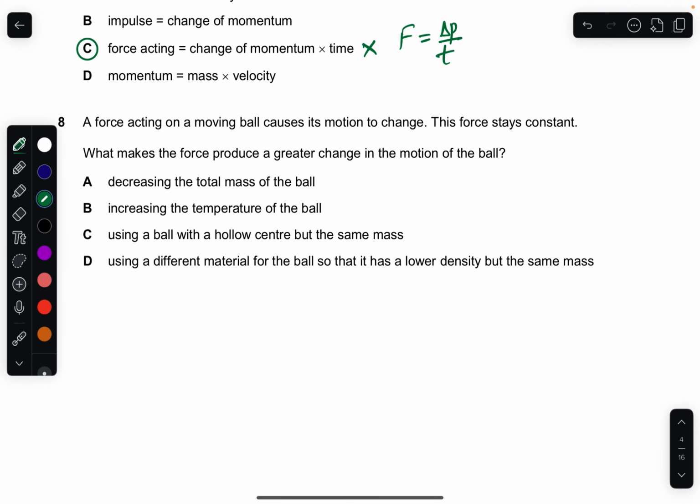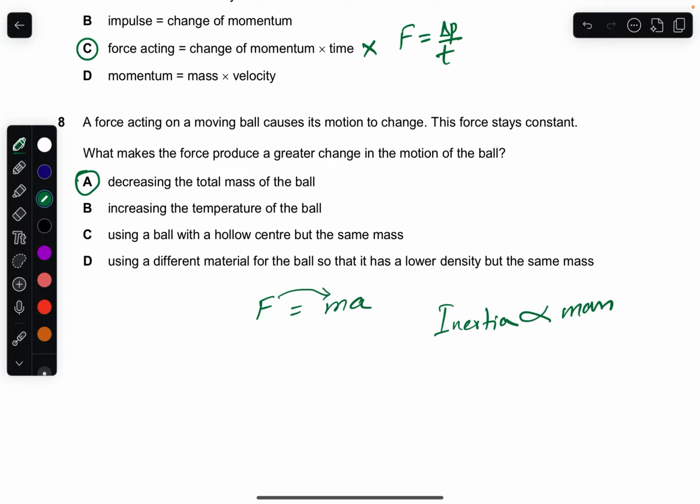In question 8, a force acting on a moving ball causes its motion to change. This force stays constant but makes the force produce a greater change in the motion of the ball. As we know, force is equal to ma. So force depends on mass, and what resists the change in state is the inertia, right? Inertia of the object defines how easy or difficult it is to move the object, and inertia depends on the mass. So decreasing the mass will help you. So it's option A.